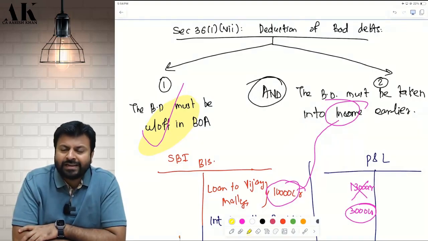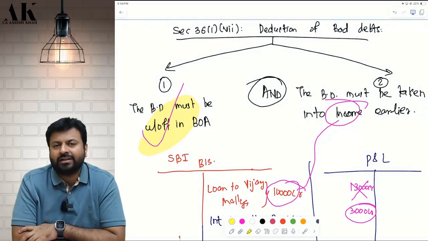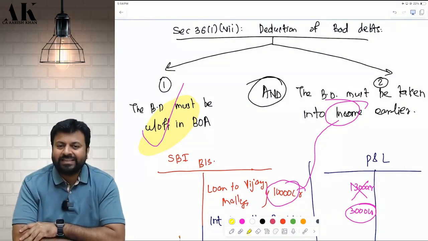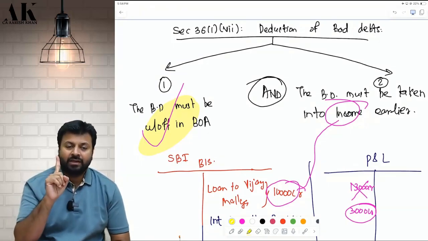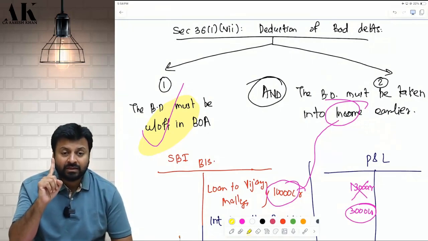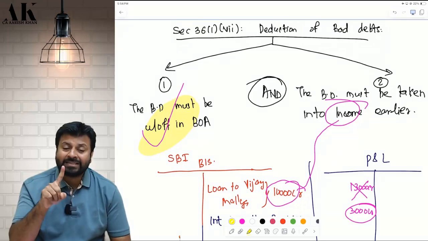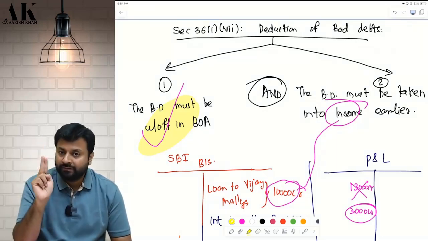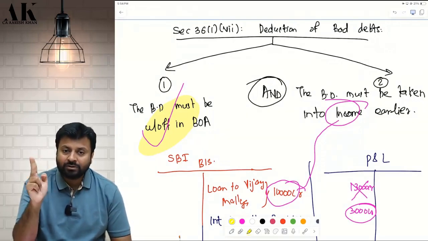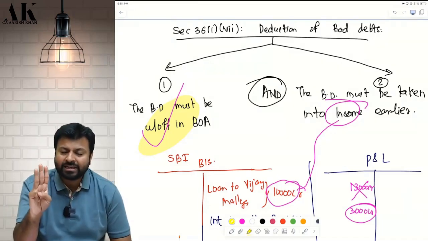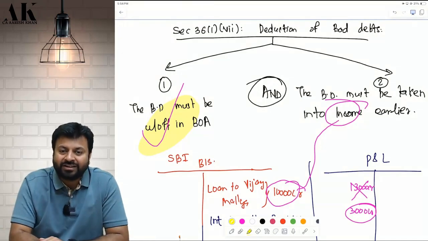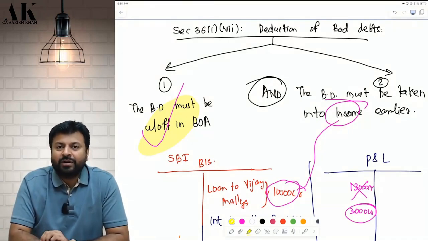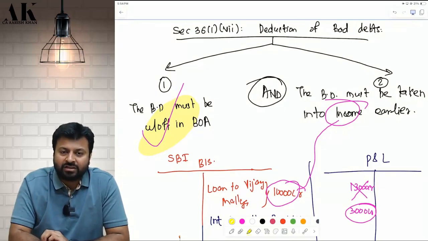So to overcome this technical difficulty, the government has brought one provision in 36(1)(vii), which says that, listen carefully, if an income is recognized under tax as per ICDS, without recording in the books, and if such income becomes bad, then it is deemed to be written off in the books of accounts, and you will be getting the deduction. Is everyone clear with this?